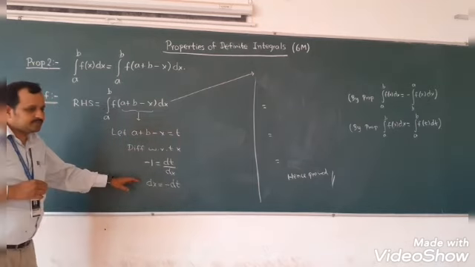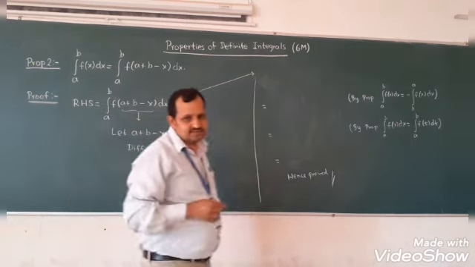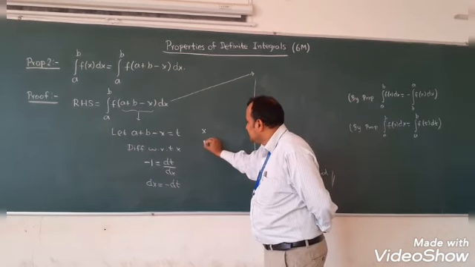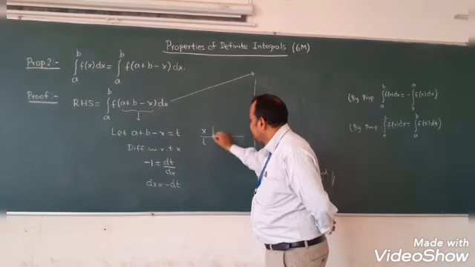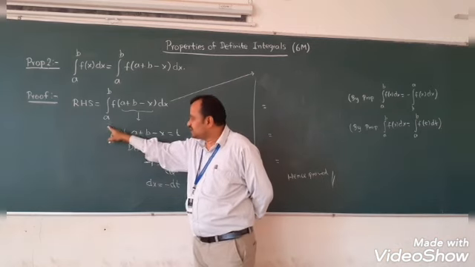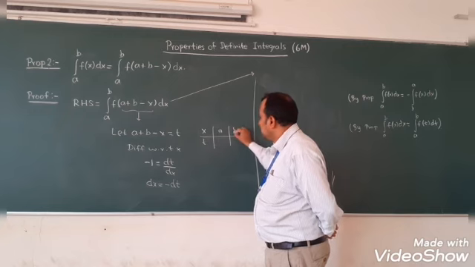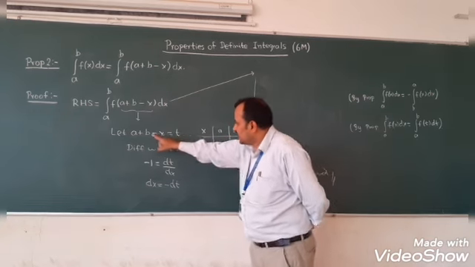The moment you do substitution, limits will get changed. So here old variable is x, new variable is t. Now see, lower limit is a, upper limit is b. So this is a and this is b. So a, put a here.